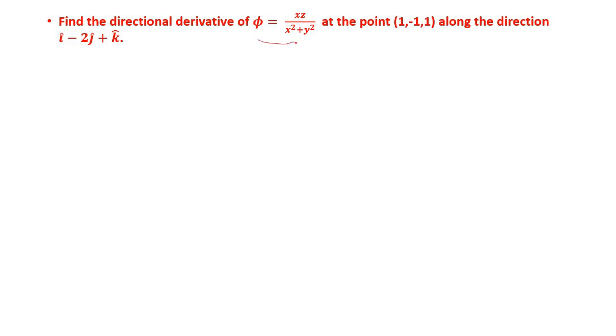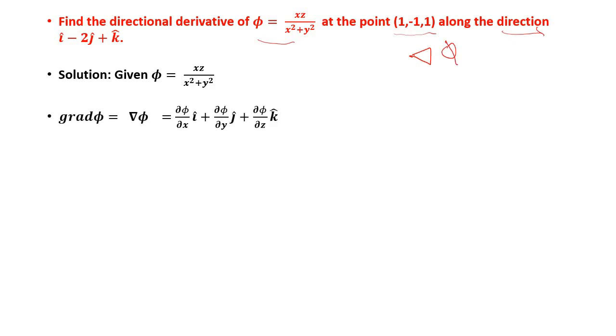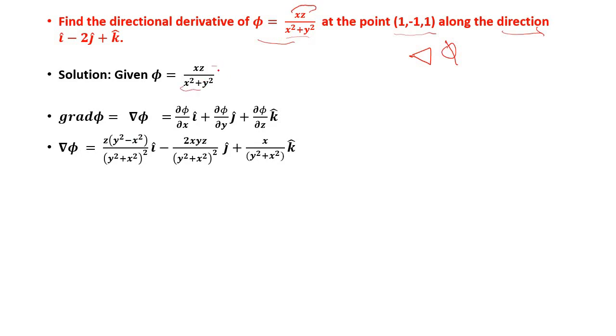Here I am giving some scalar at a point 1, minus 1, 1, and I am giving some vector in the direction. I want to find the directional derivative of a scalar. As usual, for directional derivative also, first I want to find the gradient of a scalar. So first find out the grad phi. Here I want to differentiate the phi with respect to x first. So numerator we have x, denominator also we have x. We need to apply the quotient rule. We know that numerator into derivative of denominator minus denominator into derivative of numerator divided by denominator square.